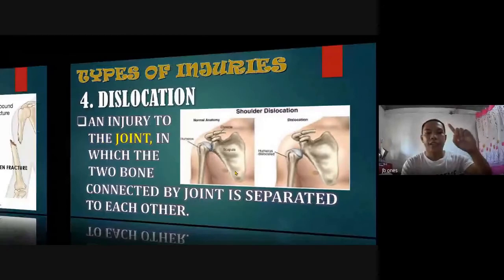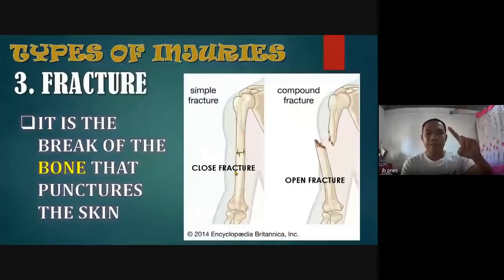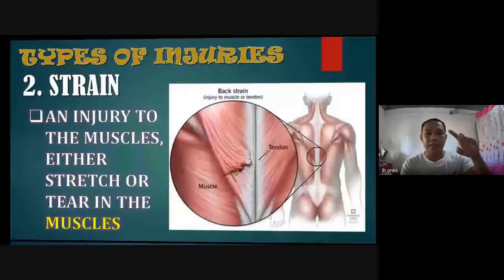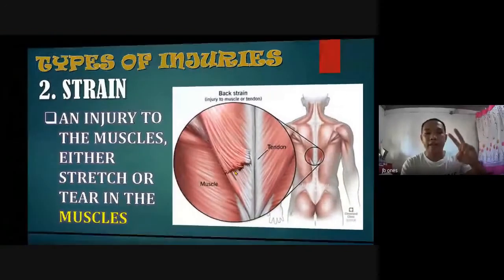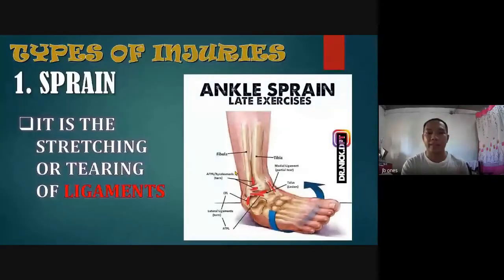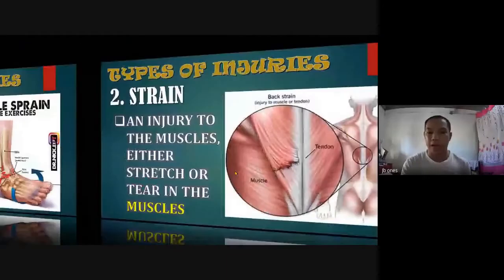So remember, dislocation happens in the joint. Fracture happens in the bone. Then strain happens in the muscle, while sprain happens in the ligaments. So they all happen in different places, and they also have different names.